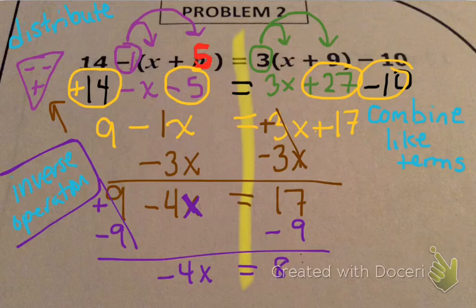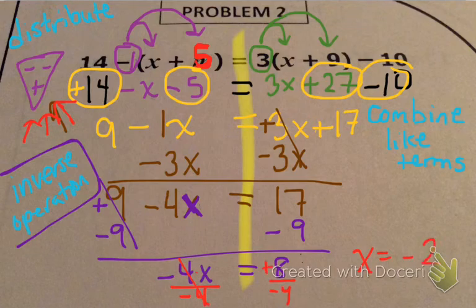Now again, we have to do the inverse operation. When numbers are that close, they're not adding, they're multiplying. So the inverse operation is divide by -4. x equals, again, remember our integer rules. Positive divided by negative is negative. 8 divided by 4 is 2.